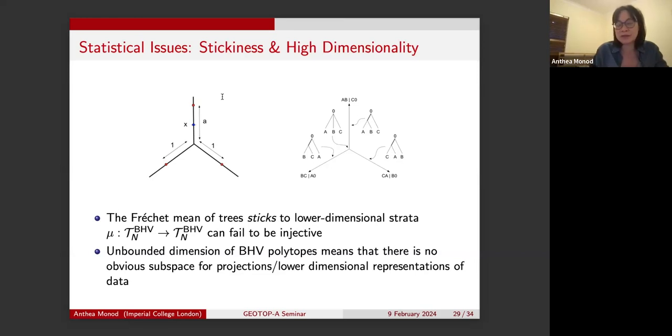On the flip side, in terms of descriptive statistics, one thing that's very difficult, because of the strange geometry of BHV space, is that you get unbounded dimension in terms of BHV polytopes. If you have three points in tree space and connect them by their BHV geodesics, then the dimension of the resulting shape, tracing out the boundaries of the edges with the BHV metric, is basically unbounded. This is problematic in statistics, because there's no lower dimensional space you can project your data onto to visualize or do any dimension reduction.